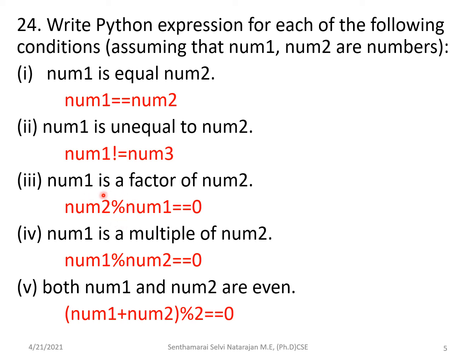So you are checking with the modulo division. If the remainder is 0, then we can say that the divider is a factor. So here num1 is the divider. When it is divided, it gives the remainder 0, so it is a factor.